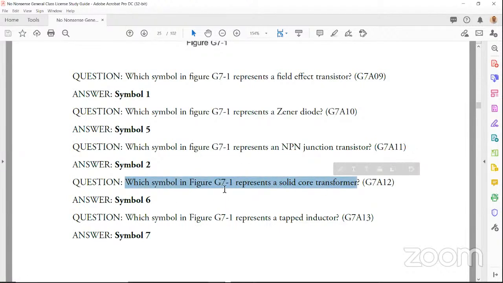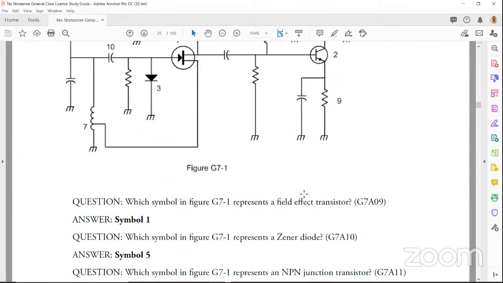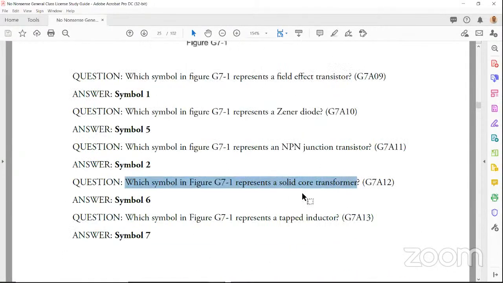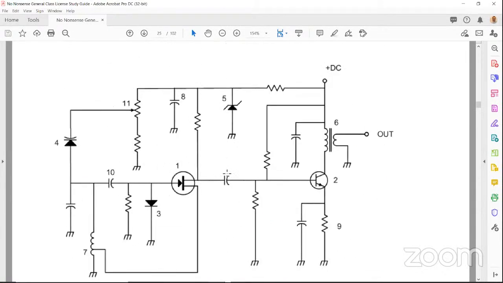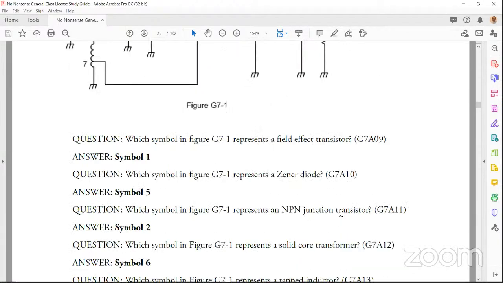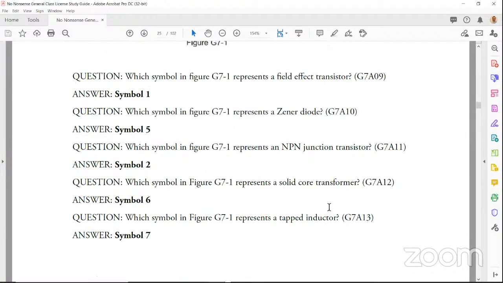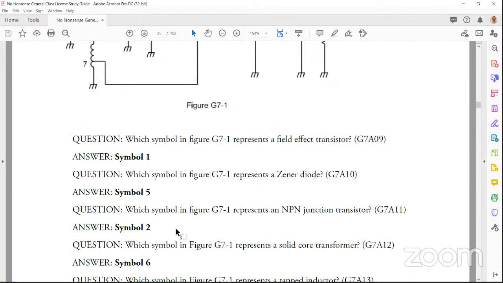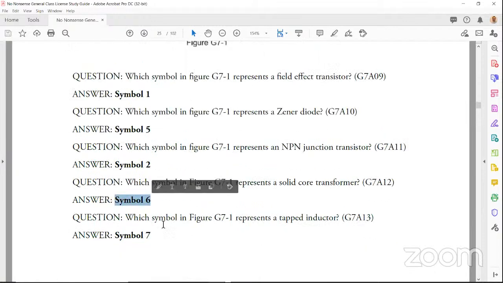Which symbol in figure G7-1 represents a solid core transformer? So we're looking for a solid core transformer. All right, where is our solid core transformer? Is it this? No, it's not. That's a center tap, a tapped inductor. Is it this? No, that's a resistor. Is it this? No, that's a capacitor. Here we go. That's it right there. It's an iron core transformer or solid core transformer, and that is symbol number 6. So that's our answer, symbol 6.